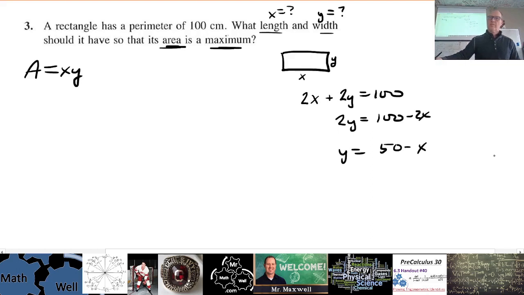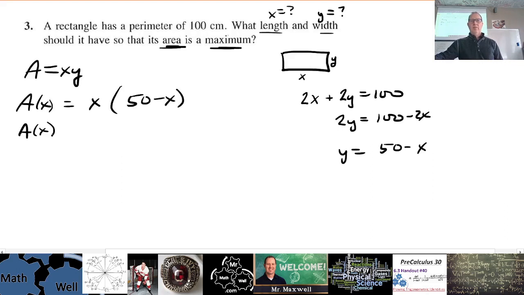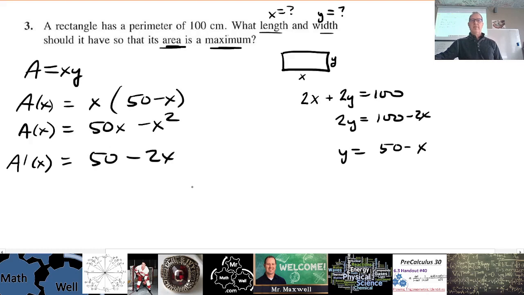Does that make sense? So the area now, as a function of x, is going to be x times 50 minus x. I'm going to simplify this because I don't want to do product rule so much. I just want to do power rule. Now I'm going to take the derivative. 50 minus 2x. I'm going to let that derivative equal 0. 2x equals 50. x is 25.